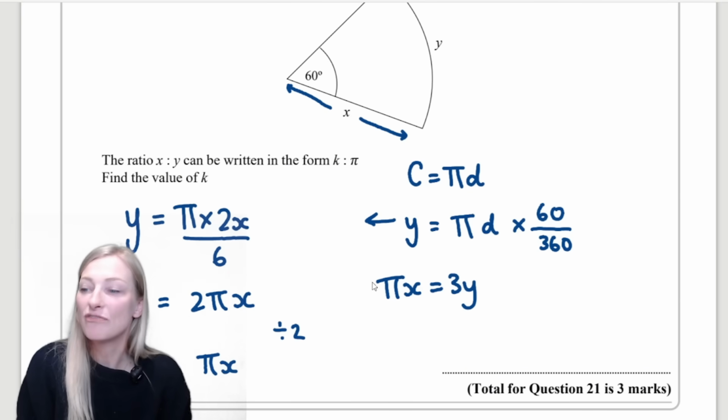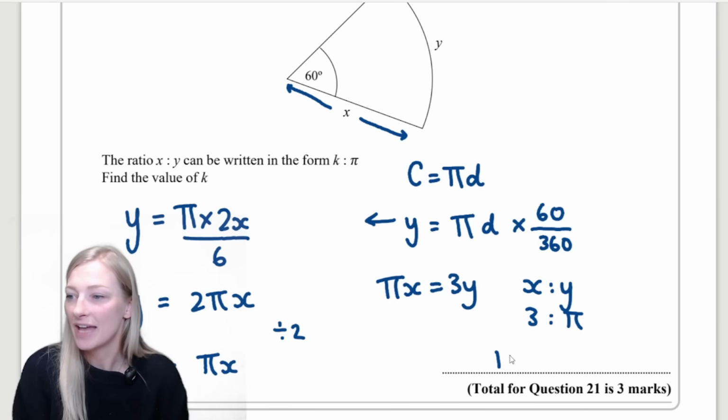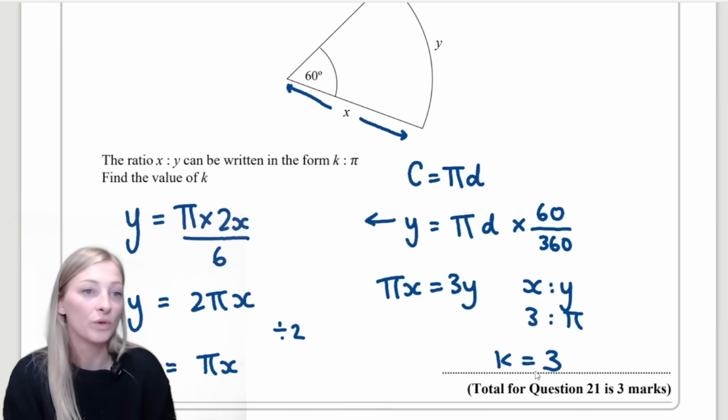So I'm going to say if pi x equals 3y, then the ratio of x to y is 3 to pi. And so the value of k that we were looking for here was 3.